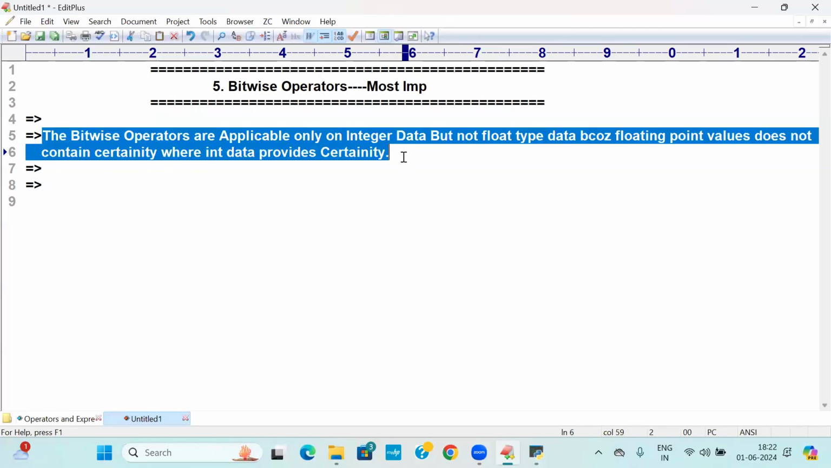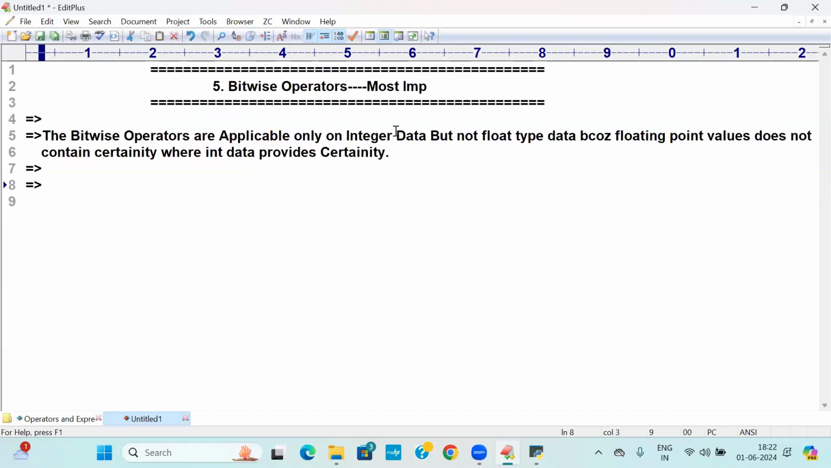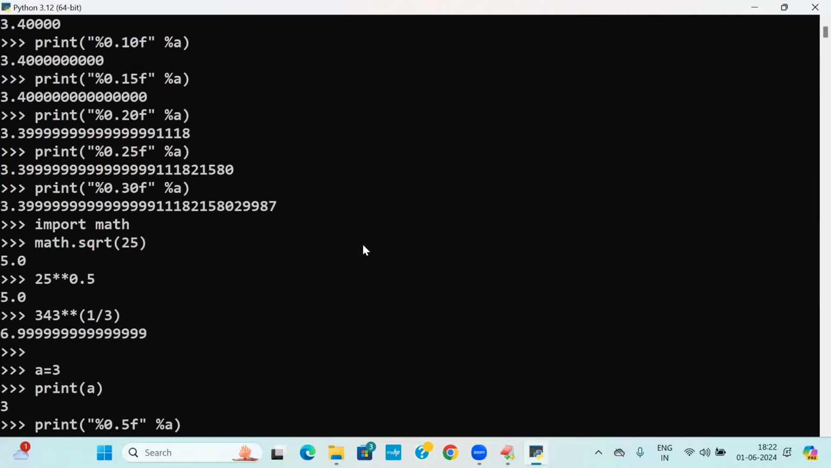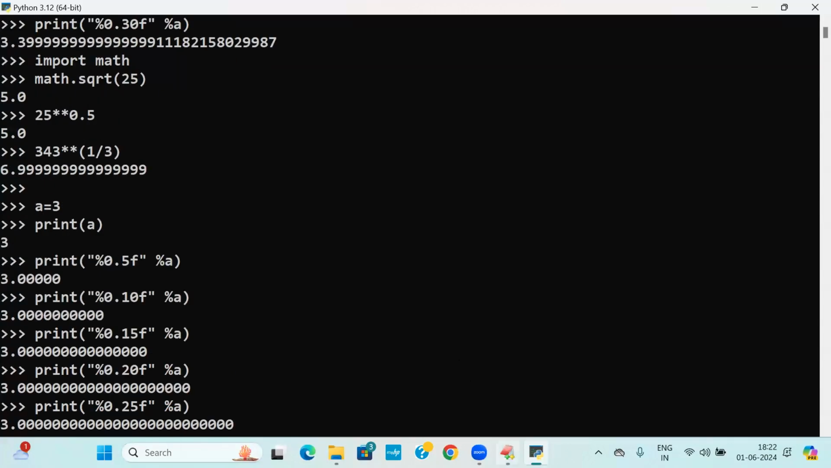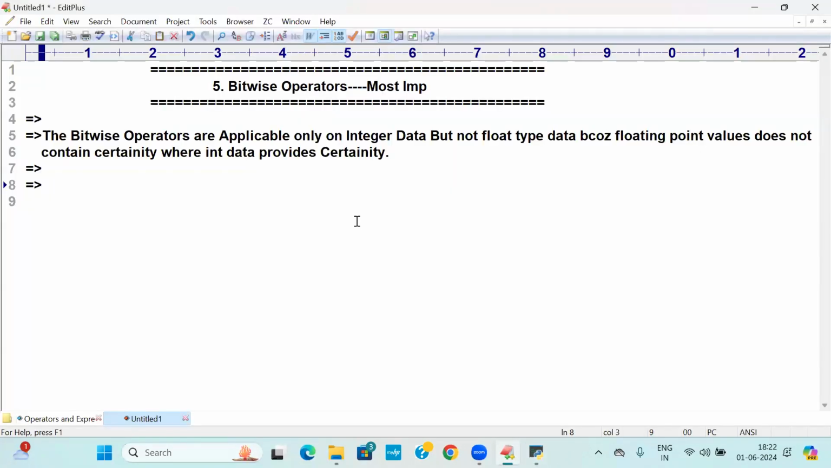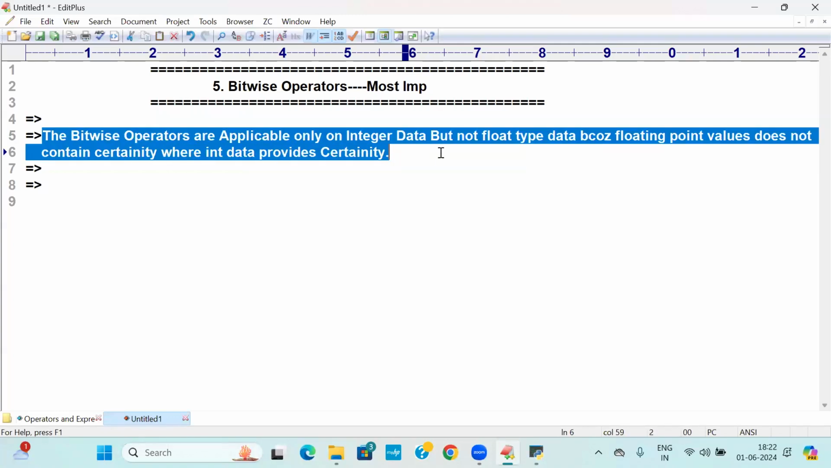Is this point clear? People will ask in an interview, why are bitwise operators applicable on int data? You have to tell this proof. Like this you have to show. My sir said like that, I am also telling you. Otherwise they will say, do you know any proof? You show me. So you have to show it anywhere if you are attending an interview.